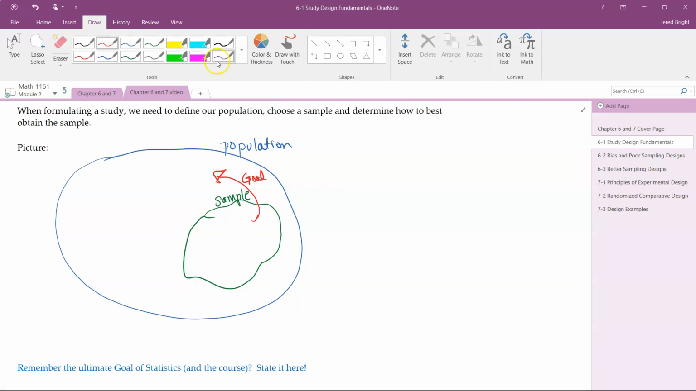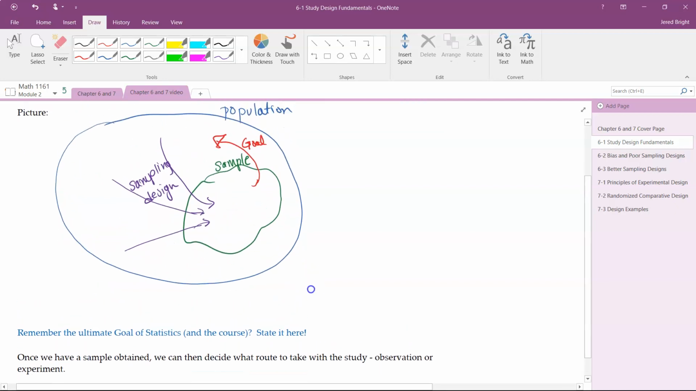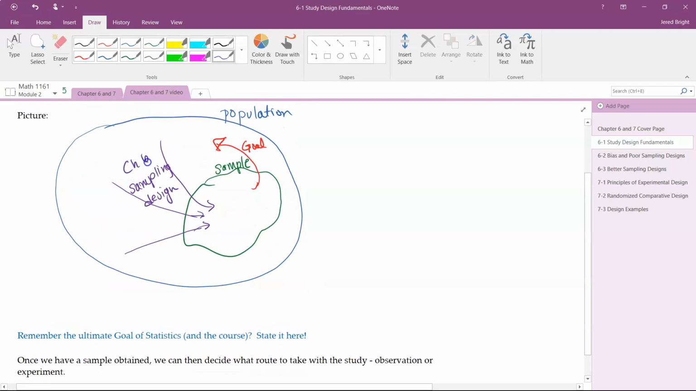Okay, but the process right now that we're worried about is taking these different elements of the population and using them to effectively get our sample. Okay, and this is the concept of sampling design. Okay, or designing a sample if you want to think about it using different language. Okay, but figuring out how to best pull people from the population into the sample in a reasonable way. Okay, so that's kind of what chapter 6 is on, this sampling design.